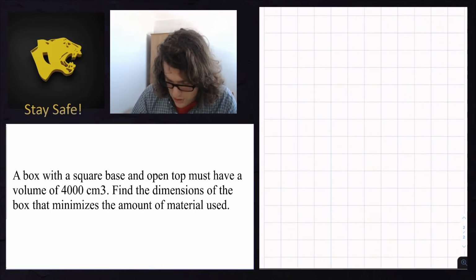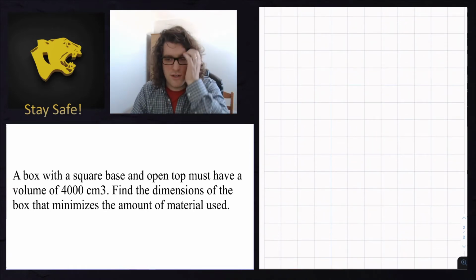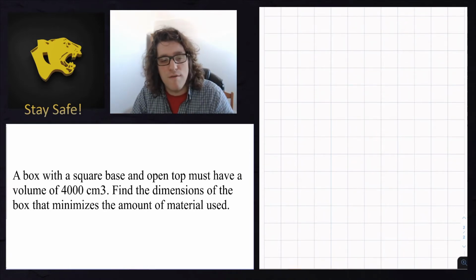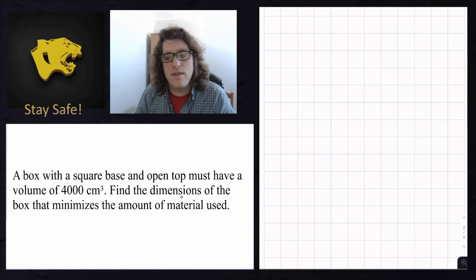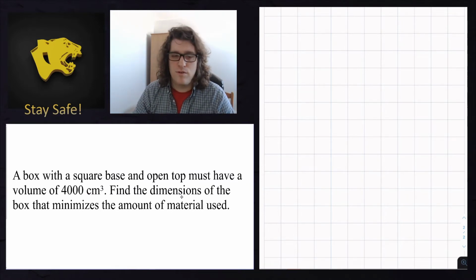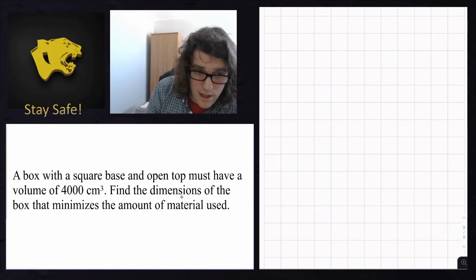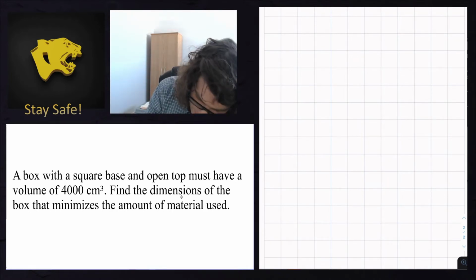Okay, so here's a box. A box with a square base and an open top must have a volume of 4,000 cubic centimeters. Find the dimensions of the box that minimizes the amount of material used. Okay, so I know that this is a square base box. So I'm going to draw a little diagram.